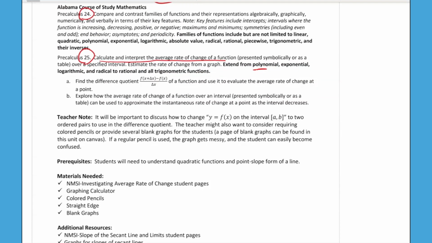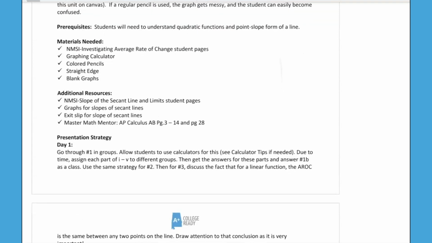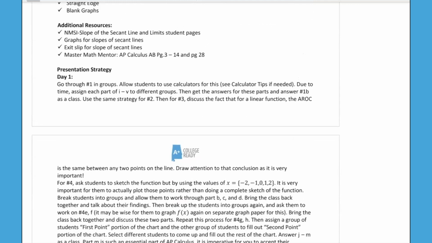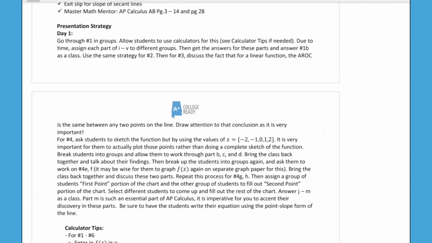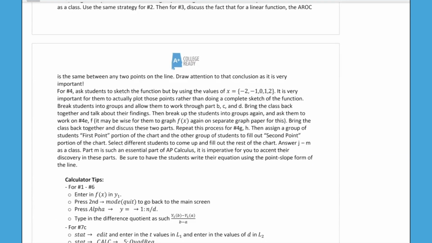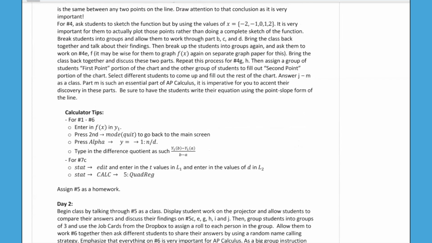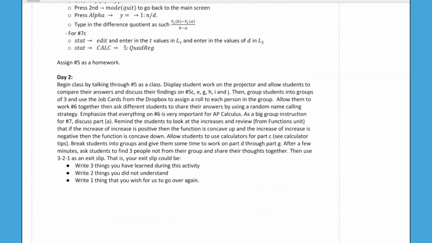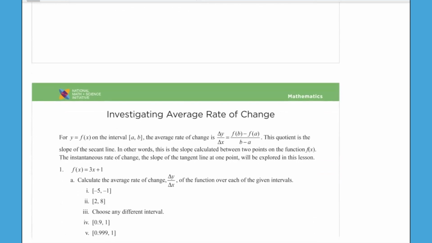There are several things here that you want to address with your students, and we're going to look at some of those things as we go through. You'll notice on the scope and sequence, in addition to some facts about how you might want to consider moving through the lesson, there are also calculator tips thrown in there to help you, and we're going to look over some of those as we go through.